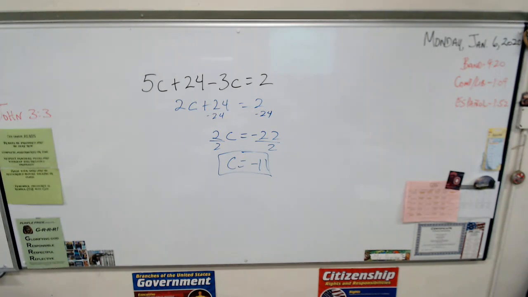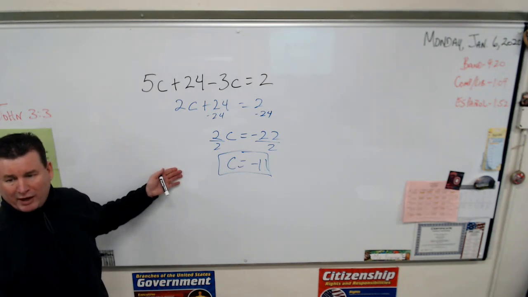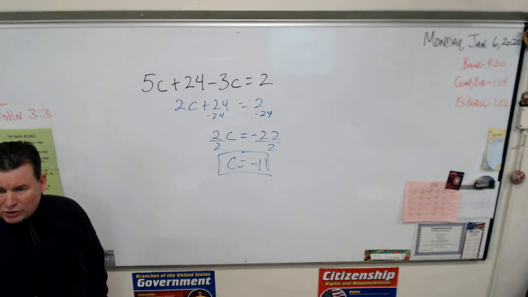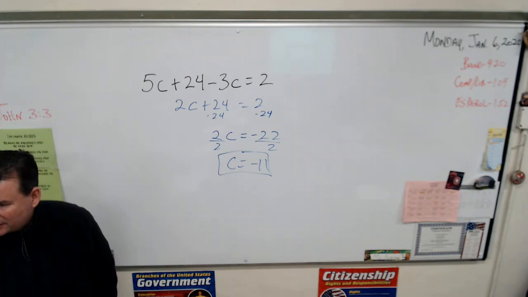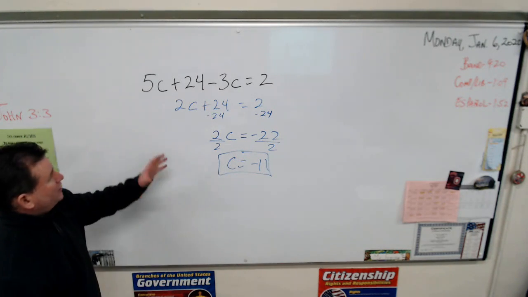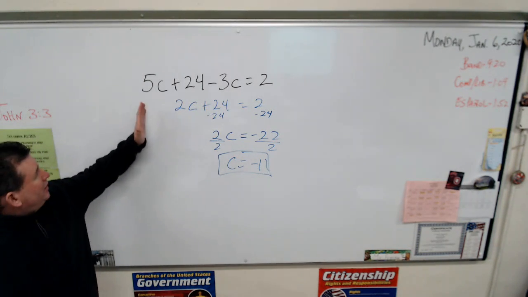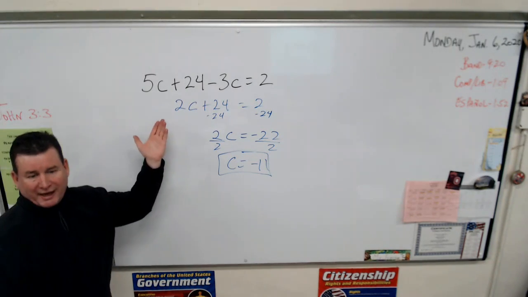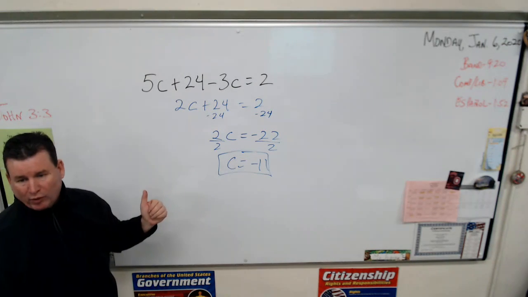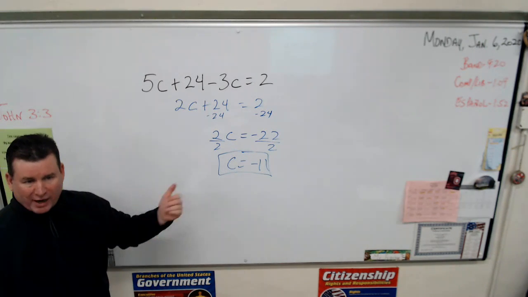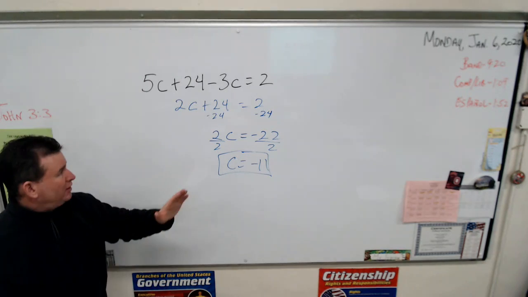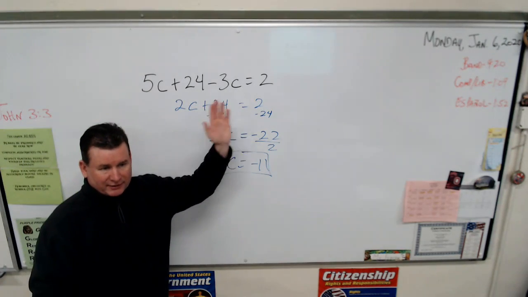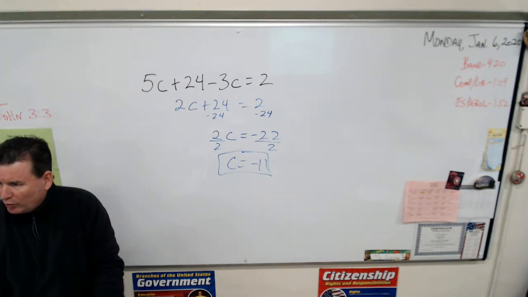I went through that rather quickly, but you should be almost able to do that as quickly as I did. Because, listen, keep it simple. If you just remember these two things, well, three now, because you had to combine like terms. Combine like terms, 5C minus 3C, 2C. What did they do to the C term? They added 24. So what do I got to do? Subtract 24. Second thing is, whatever you do to one side of the equal sign, you got to do to the other. That's all it is.